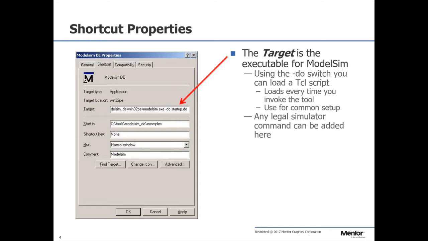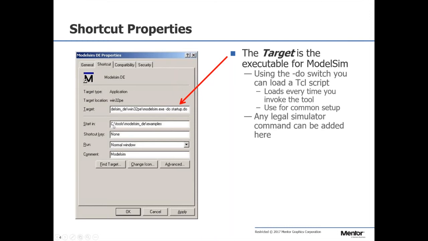So the first thing I like to say for Windows users is if you have a shortcut on your desktop for ModelSim, sometimes when you start up the tool, the first thing you have to do is go change the directory to your working directory. What you can do is right-click on that shortcut, and this is more of a Windows thing than a ModelSim thing, but you can set the start in directory.